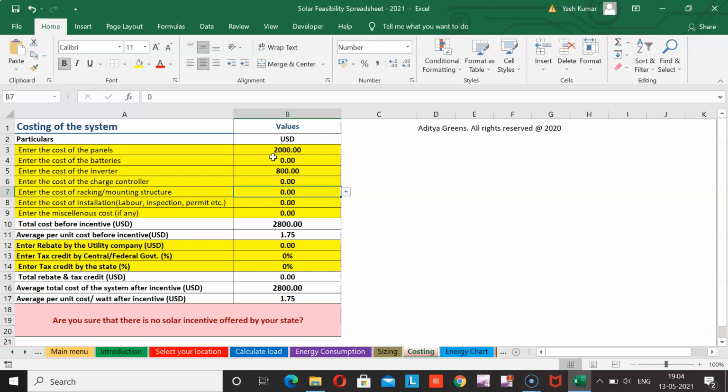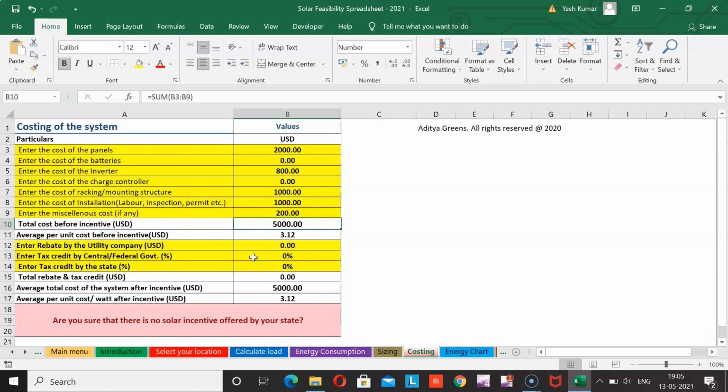Enter the cost of racking or mounting structure, let's say $1,000. Enter the cost of installation, labor, another $1,000. Miscellaneous cost, say $200. So overall cost of the system comes out to be $5,000, and the average per unit cost comes out to be 3.12.